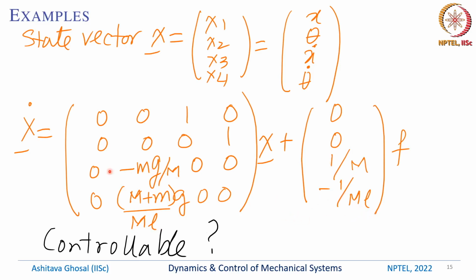So a natural question is: is this system controllable? Meaning, can I take the state variables x, theta, x dot, theta dot from some initial state to a final state by applying this force F? Okay, so we want to test for controllability.